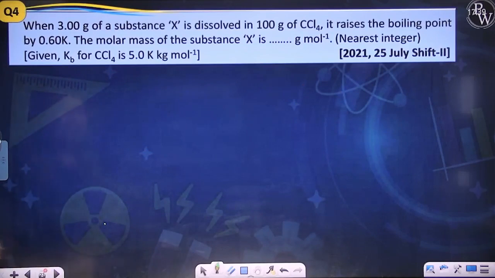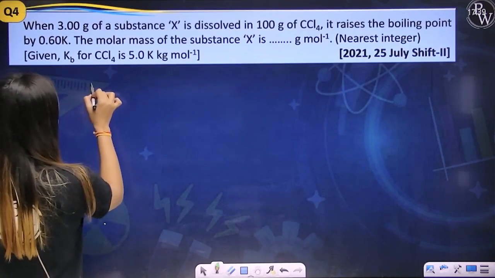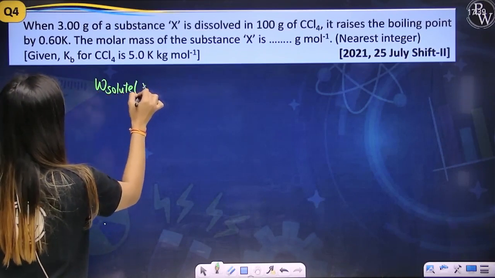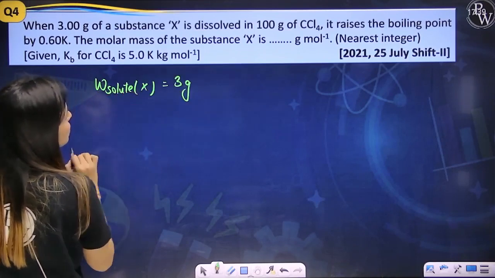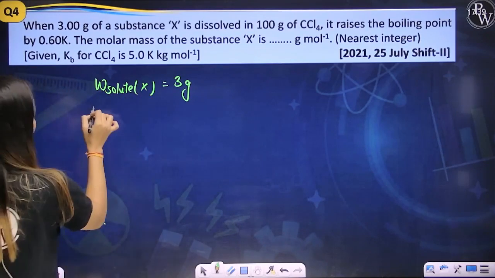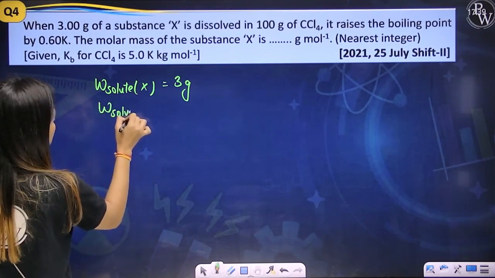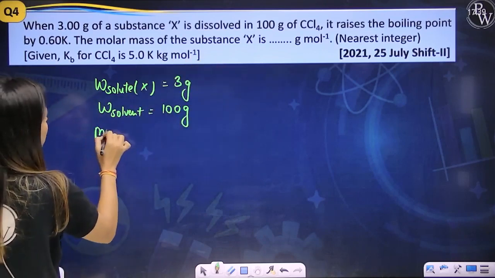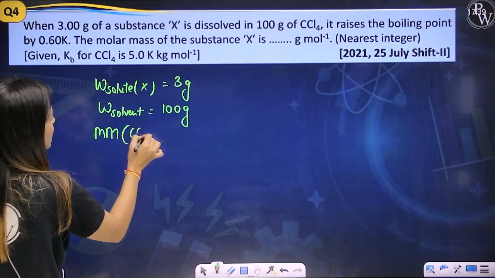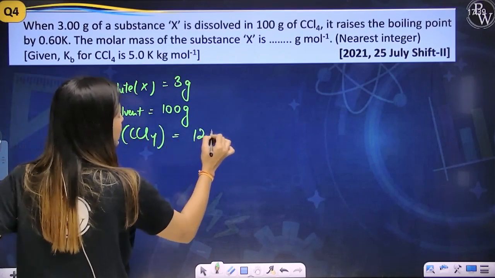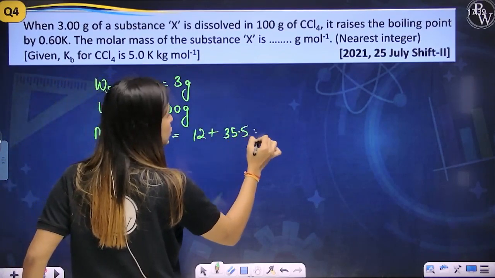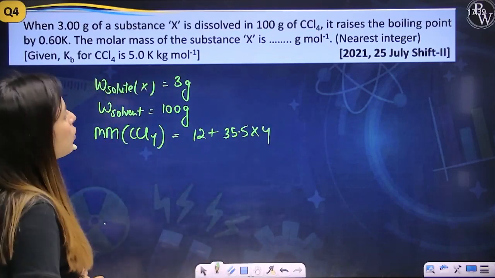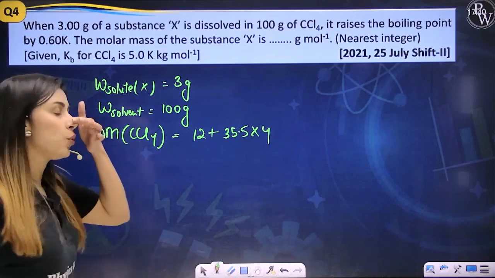When 3 grams of a substance X, so this means that you are given the mass of solute X, 3 grams, is dissolved in 100 grams of CCl4. So you are also given the mass of solvent, which is 100 grams. You are given CCl4. So my dear students, I hope you can calculate the molar mass of CCl4: 12 plus 35.5 into 4. This is how you will calculate the molar mass. Now, it raises the boiling point by 0.60 Kelvin.